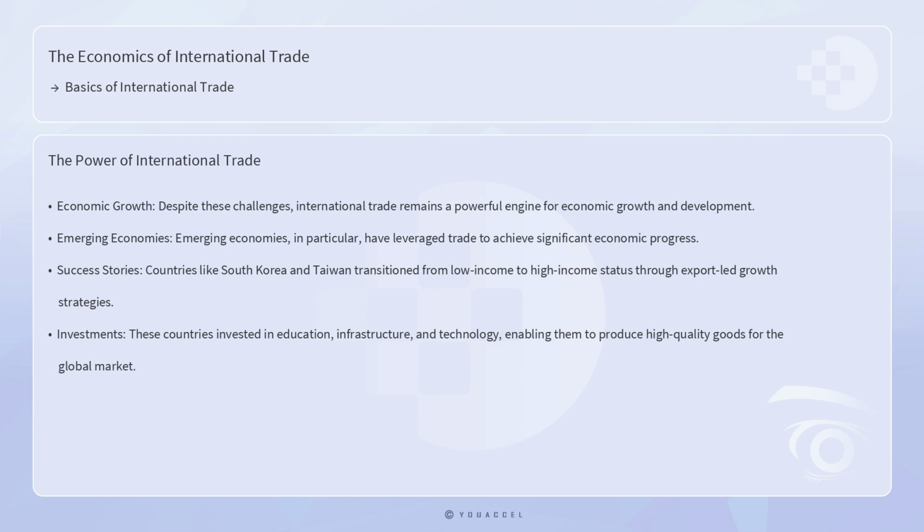Despite these challenges, international trade remains a powerful engine for economic growth and development. Emerging economies, in particular, have leveraged trade to achieve significant economic progress. Countries like South Korea and Taiwan transitioned from low-income to high-income status through export-led growth strategies. These countries invested in education, infrastructure, and technology, enabling them to produce high-quality goods for the global market. Their success stories underscore the potential of international trade to drive economic transformation and improve living standards.